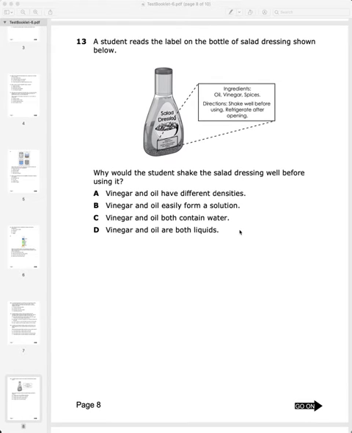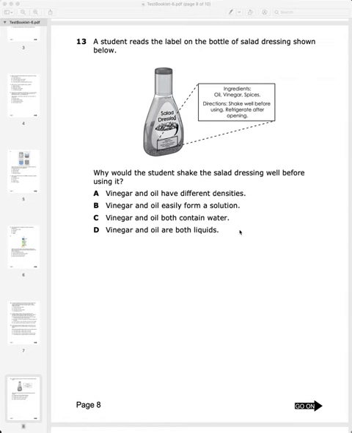A student reads the label on the bottle of salad dressing shown below. The label says ingredients: oil, vinegar, spices. Directions: shake well before using. Refrigerate after opening. Why would the student shake the salad dressing well before using it?